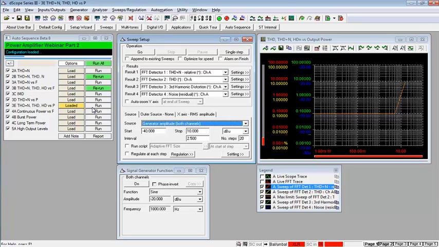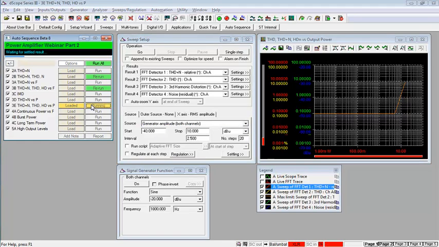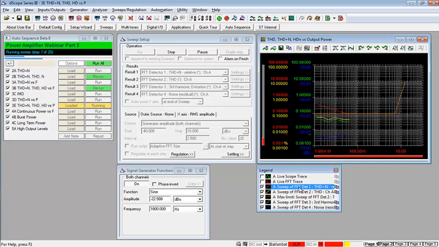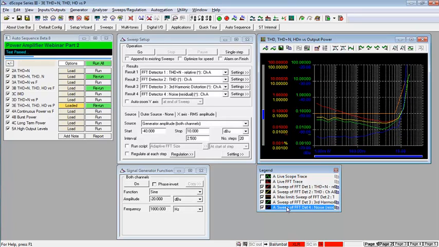Alright, so let me run this slightly more detailed diagnostic version of the test. I'll hit the run button here, and I'll just talk you through the results. The THD plus N result that we saw before, that's shown in red on the trace. The THD only, so just the total harmonic distortion, that is shown in yellow. The third harmonic is shown in green, and the noise here is shown in blue.